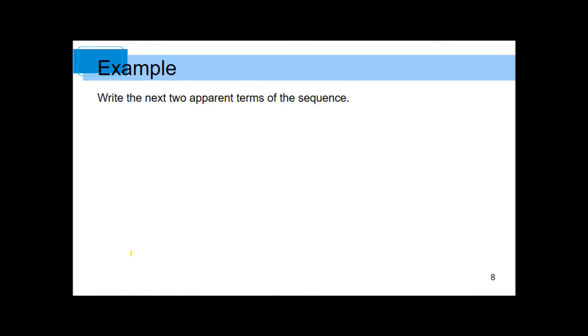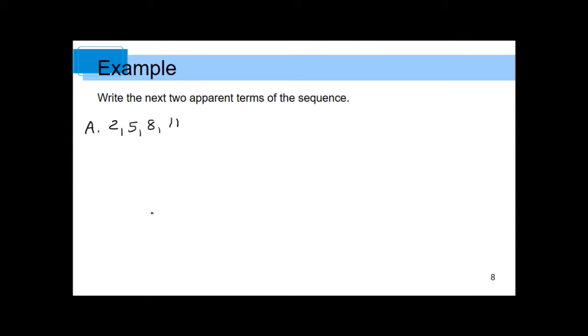All right, so one of the other things that we're going to want to do, besides just matching a sequence with its graph, is identify what appears to be the next two terms in a sequence given the first few terms. So we're going to start with this one, part A. We're going to do the sequence 2, 5, 8, 11.